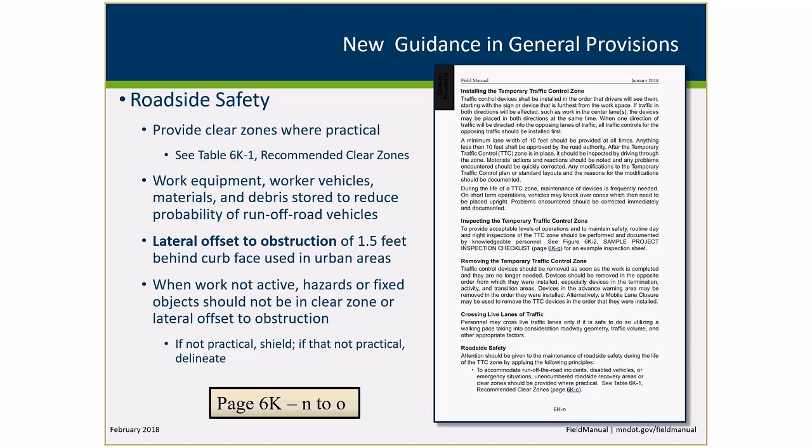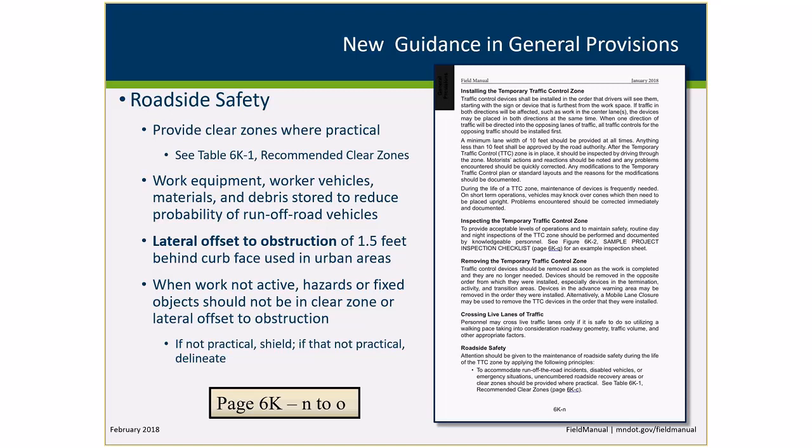There's another paragraph that talks about where to put work equipment, worker vehicles, materials, and things like that. They should really be stored to reduce the probability of run-off-the-road vehicles hitting them. That was taken directly out of Part 6B. We just wanted to make it clear that things like this should be out of the way so that they're not hit by out-of-control vehicles.